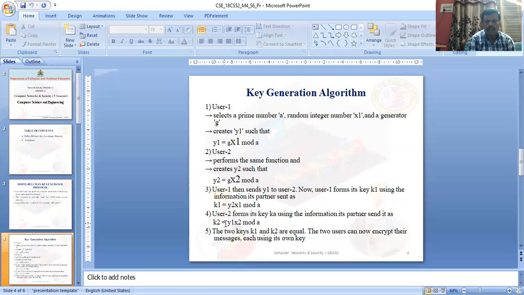The two keys, k1 and k2, are equal, because if you apply the calculations back, both keys are definitely equal. K1 is y2 to the power of x1 mod a, and k2 is y1 to the power of x2 mod a. Both are equal. The two users can now encrypt their messages using these keys, so they exchange messages very securely. This is how the calculations go in the Diffie-Hellman exchange algorithm.